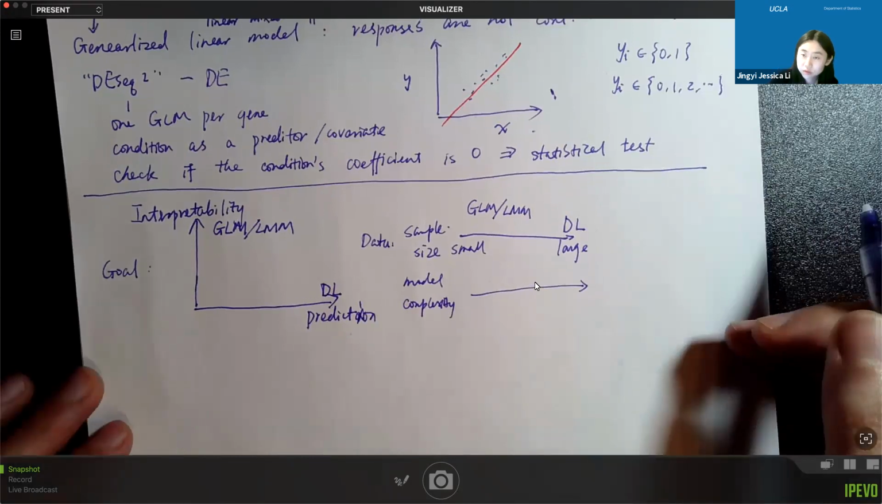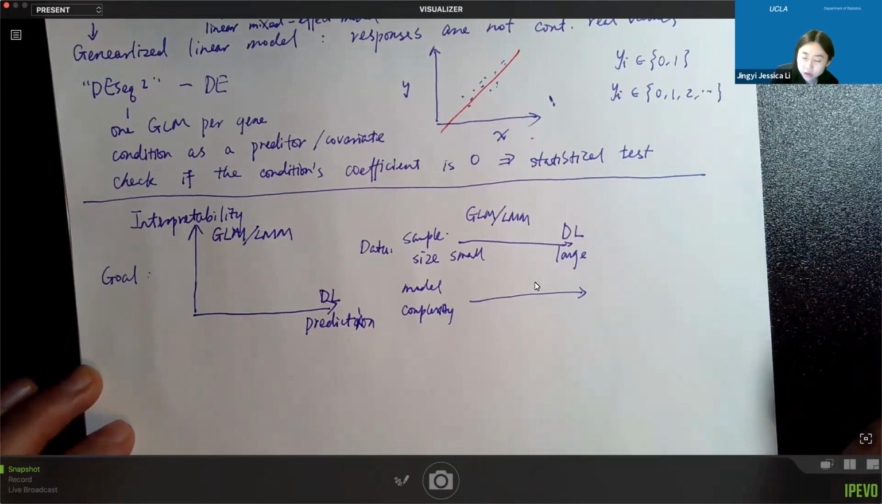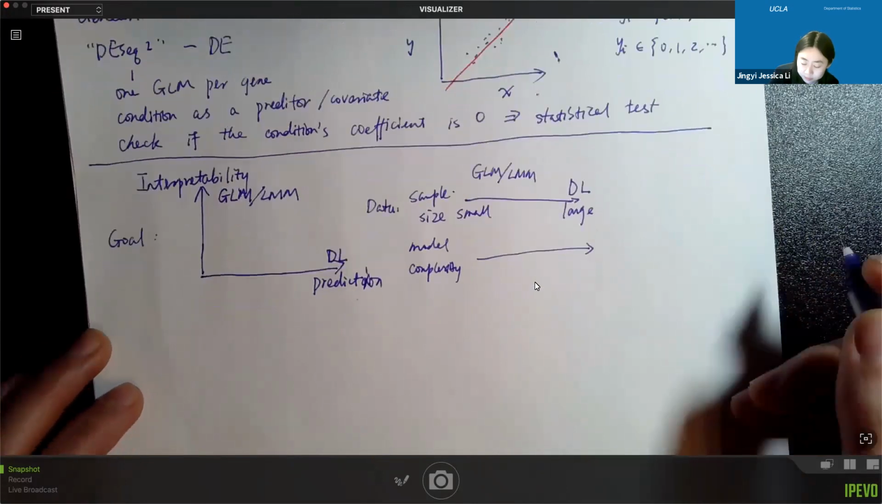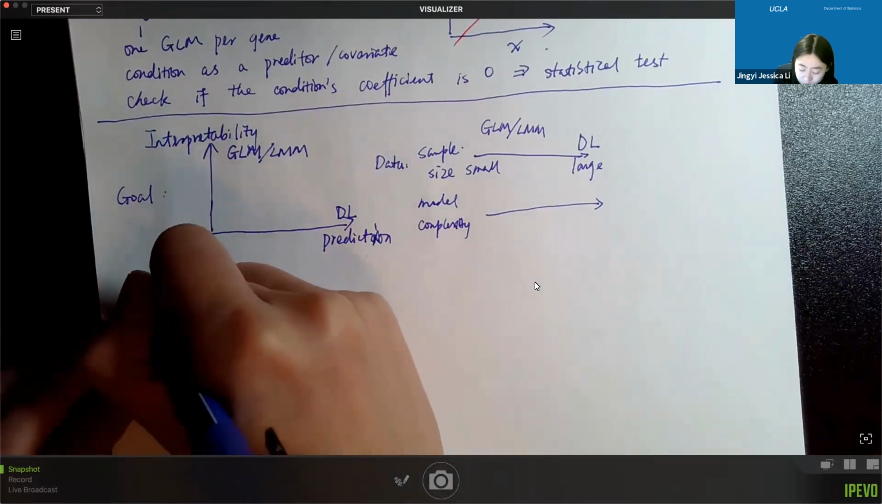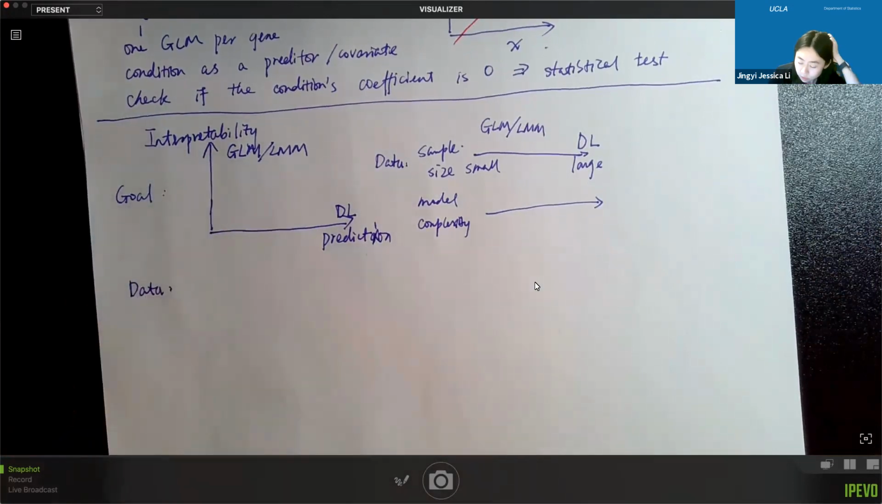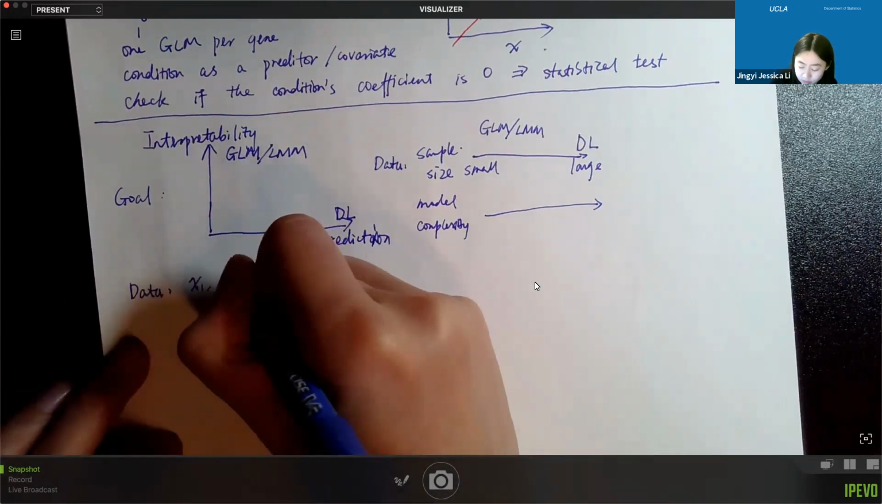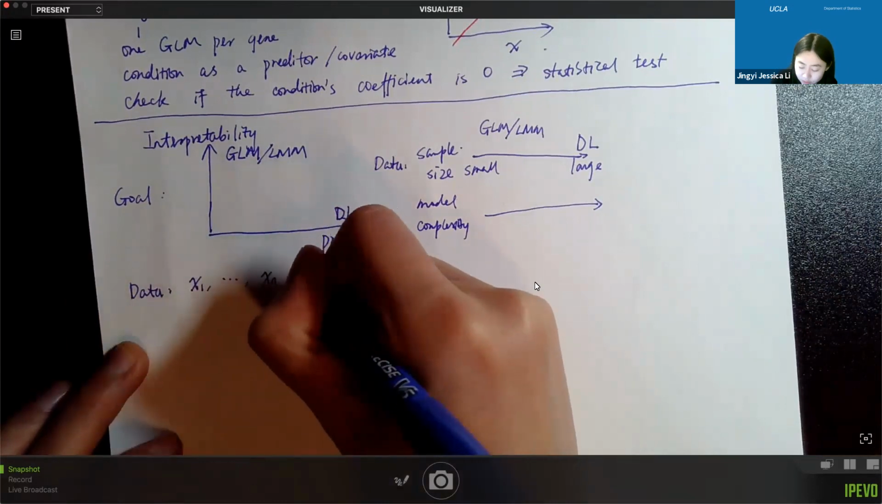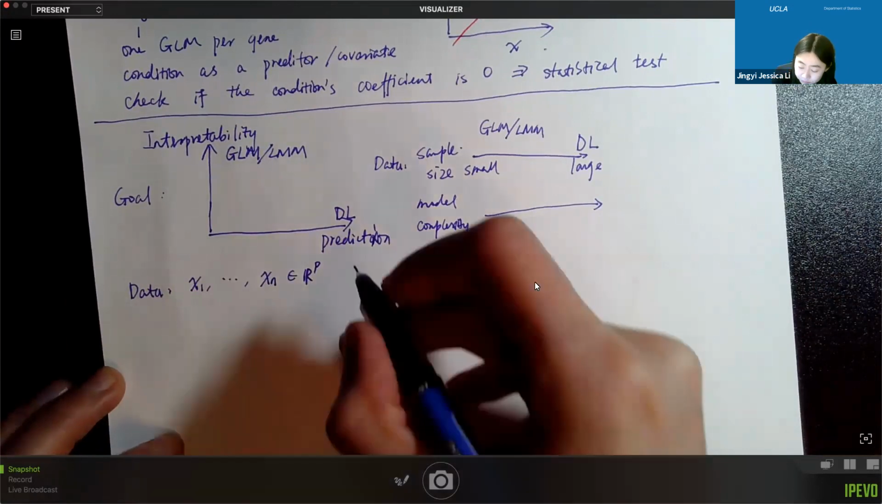Okay, so now I'm going to make a distinction about what we mean by prediction and what we mean by interpretability. So the setup is this. For supervised learning, we have again n data points, and we just write them out. We call them feature vectors. So each data point has p features.